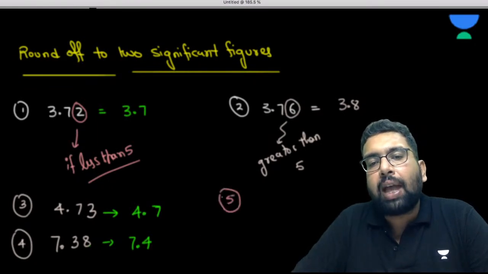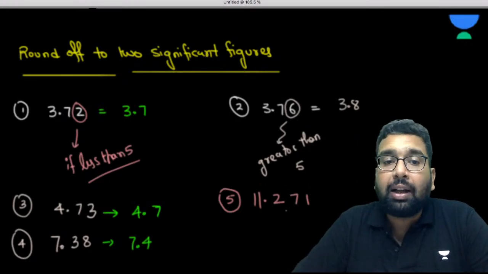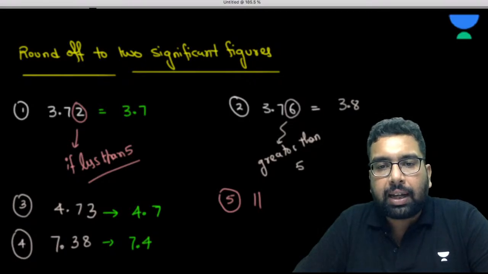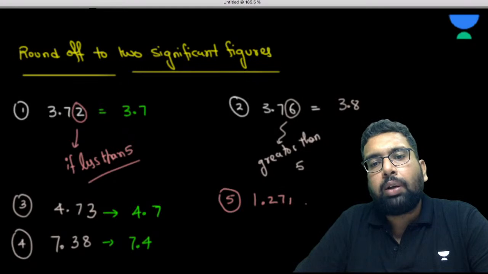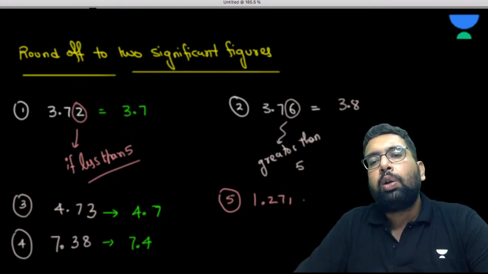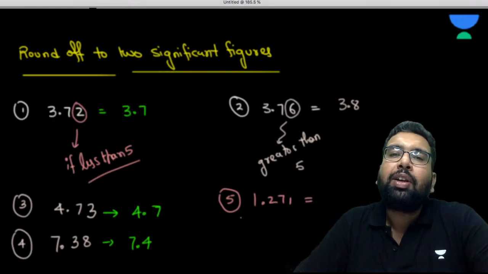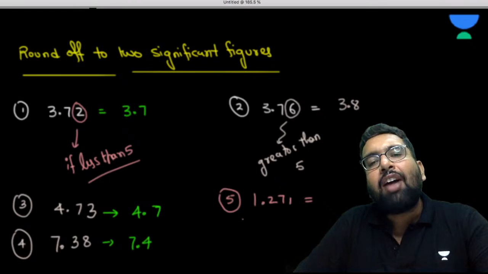Now let's suppose we have 11.271. How many significant numbers are there? So I'll just make it like this: 1.271. Now, if I write 11 and you reduce it to two significant figures, it will become 11 only, right? Okay. Now we have 1.271.